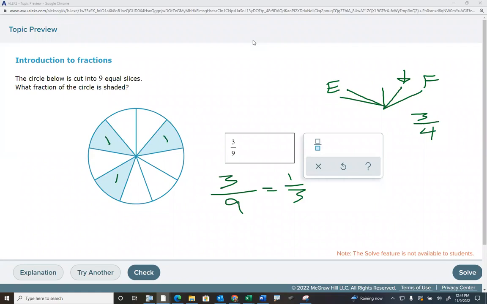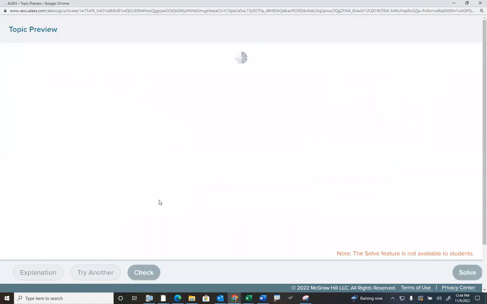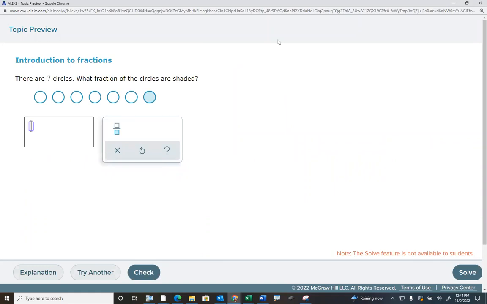Let's do one more of those. I'm slow, but that's okay. All right. So what fraction of the circles are shaded? Looks like 1 out of 7. So 1/7 of them are shaded. So practice that a whole bunch.